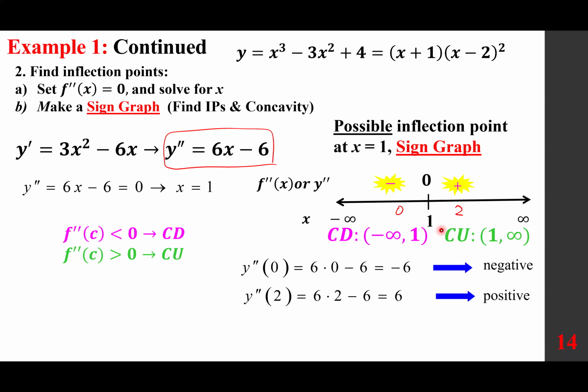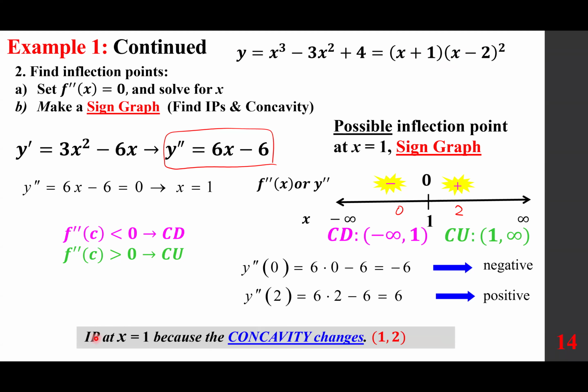But what is the y coordinate? You have to put it back into the original function, everybody. So it's easier here. If I put the 1 here, I get 2. And if I put 1 here, I get negative 1 squared is positive 1, so I get 2. Therefore, IP at x equals 1 because concavity changes precisely at 1, 2.